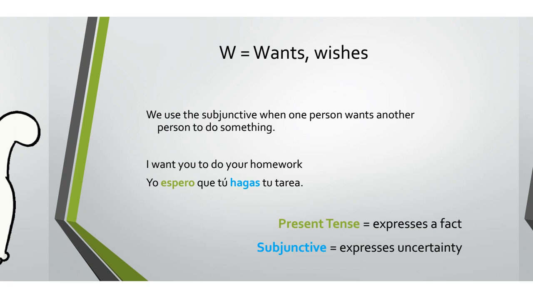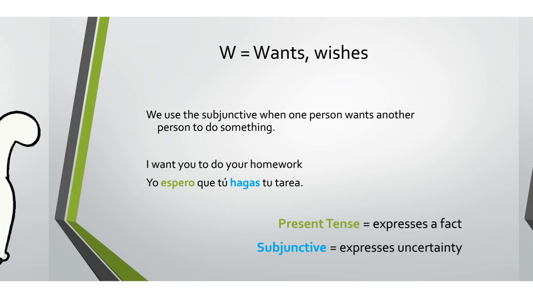So I have an example here. I want you to do your homework. So in Spanish, that would be yo espero que tú hagas tu tarea. So I want you to do your homework. That's a great thing to want, right? Now I have control over wanting you to do your homework because that's actually something that I want you to do. That's expressing a fact I want. Whether or not you do your homework, that's expressing uncertainty, right? I don't have any control over the second part of my sentence there.